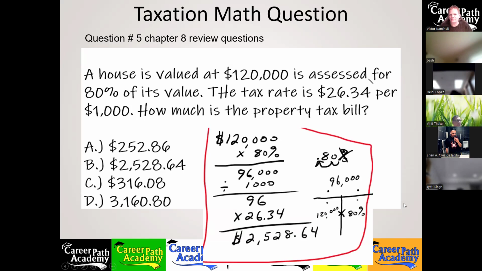Yeah, 120,000 times the 80%. That's 96,000 divided by 1,000. Or you could just cross out the 3 zeros there. Gives you 96. And then you times it by the mill rate, and that gives you the tax. So the answer is B. If anybody wants to take a screenshot of how we figured that out.